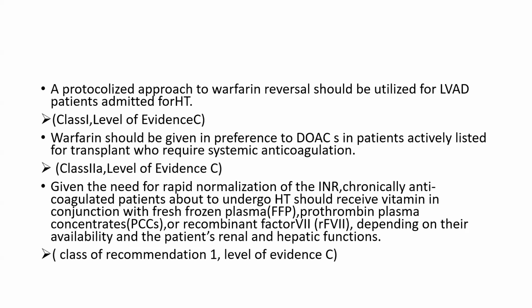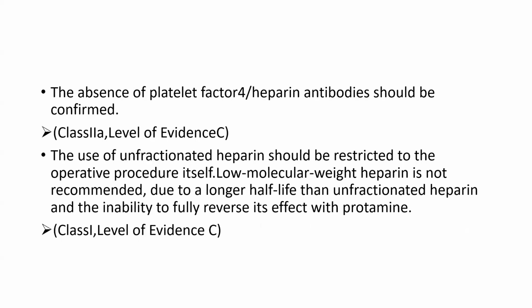Given the need for rapid normalization of INR, chronically anticoagulated patients who are about to go for heart transplant should receive vitamin K in conjunction with FFP, prothrombin complex concentrate, or recombinant factor 7, depending on their availability and the patient's renal and hepatic function. This statement has a class of recommendation 1 and level of evidence C.